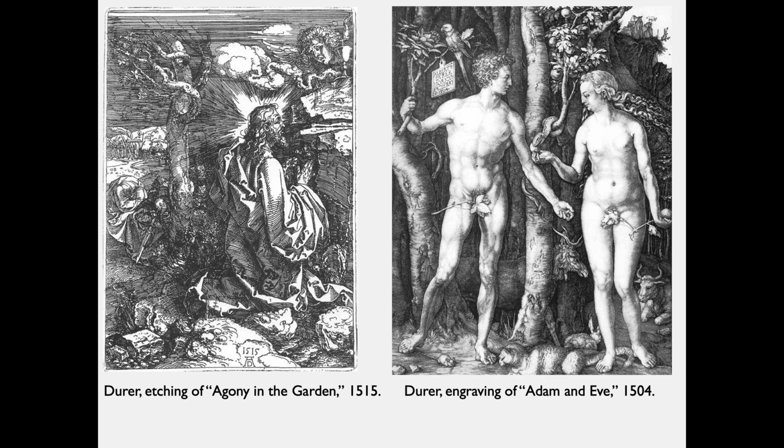And these are just two examples of his very fine work, one is an etching and one is an engraving. So the Agony in the Garden, which is a story of Jesus the night before he was crucified, and then an engraving of Adam and Eve. You can just see how much fine work there is, and especially in the Adam and Eve portrait, look in the background and you can see all kinds of animals. Dürer had a real love for replicating the natural world in his artwork. These are from 1515 and 1504.